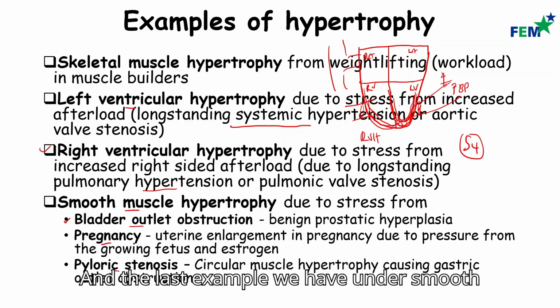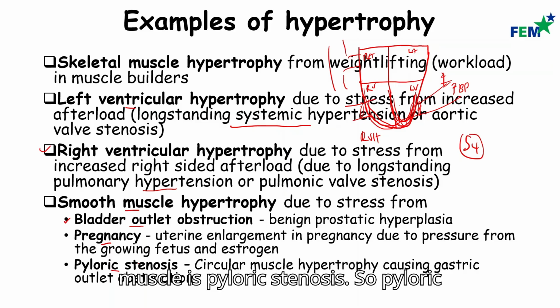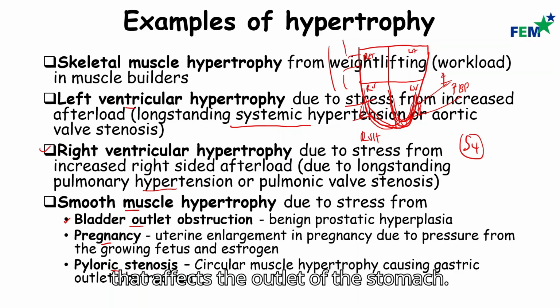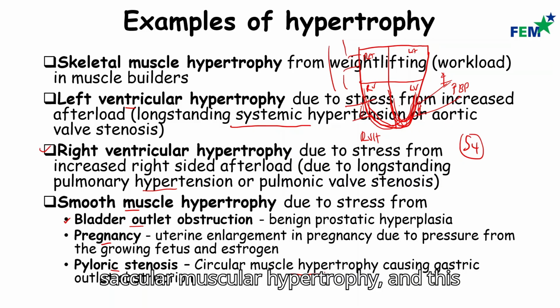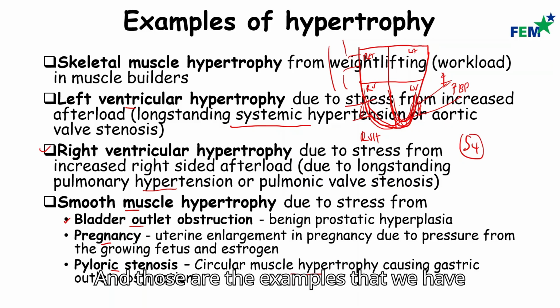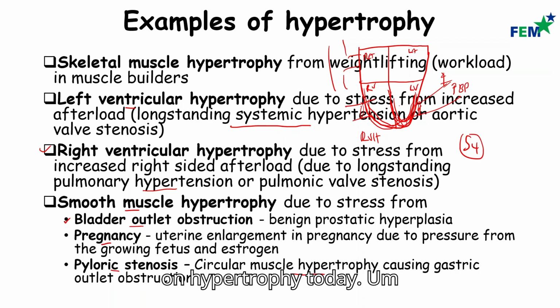The last example we have under smooth muscle is pyloric stenosis. Pyloric stenosis is a form of congenital disease that affects the outlet of the stomach. With these patients, they develop circular muscular hypertrophy, and this is causing gastric outlet obstruction. And those are the examples that we have on hypertrophy today.